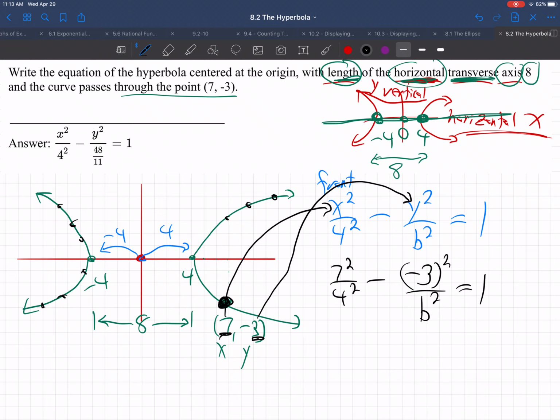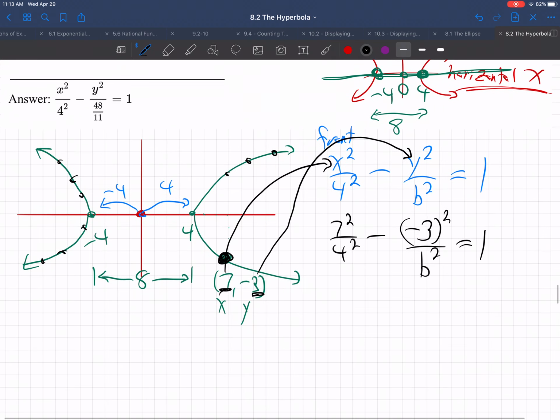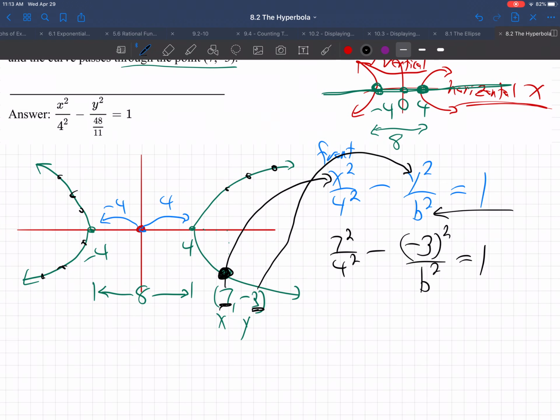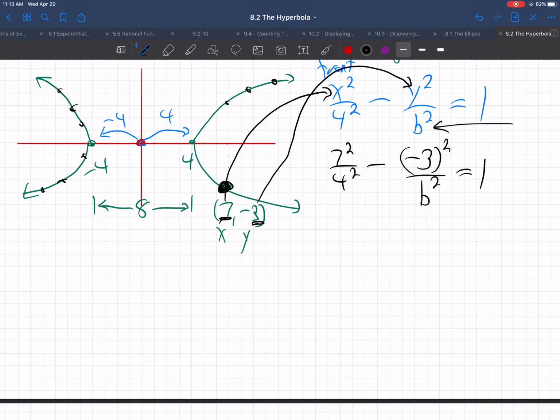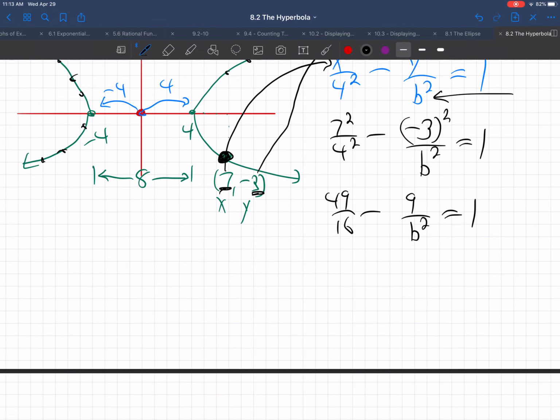So now there's only one letter left, b. We can solve that equation for b, and then we'll have the whole formula, because b is all we were missing to have the whole equation anyway. So let's solve this equation for b now. This is 49 over 16 minus 9 over b squared is 1. So I just start going to decimals here. Divide 49 by 16 on your calculator. I'm getting 3.0625 minus 9 over b squared is 1.